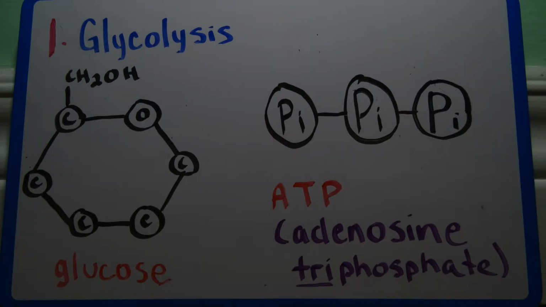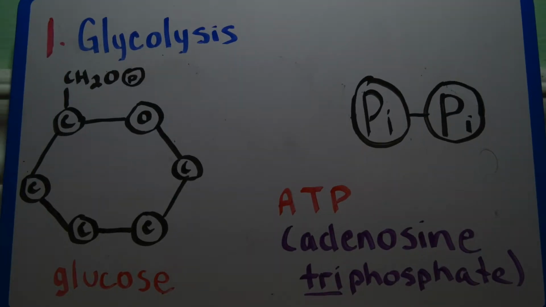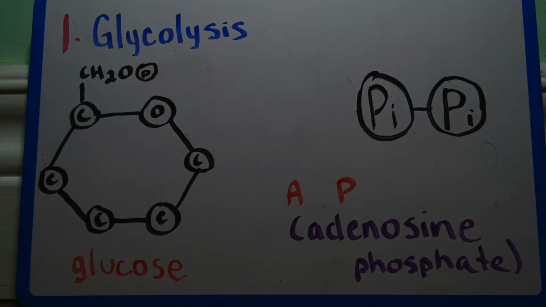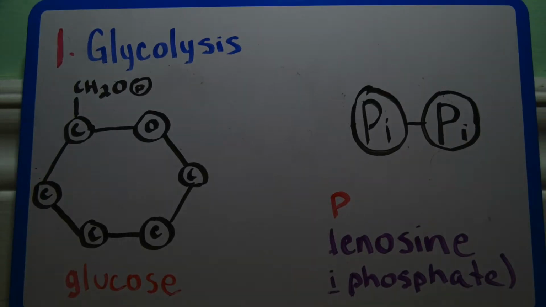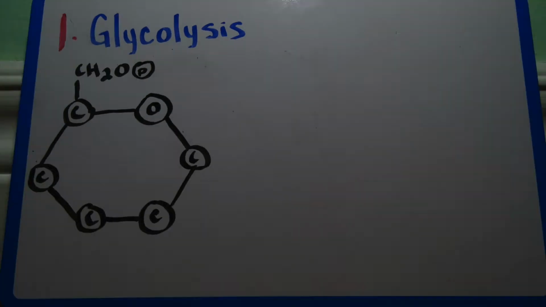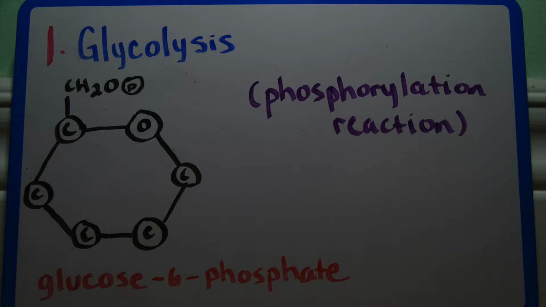The reaction happens when an enzyme comes and breaks apart the bond between 2 of those inorganic phosphates. That phosphate group will then go on to attach to the glucose molecule, removing the hydrogen, and our ATP molecule will now become ADP, or adenosine diphosphate. We have just created a new molecule known as glucose 6-phosphate. This reaction is called a phosphorylation reaction.